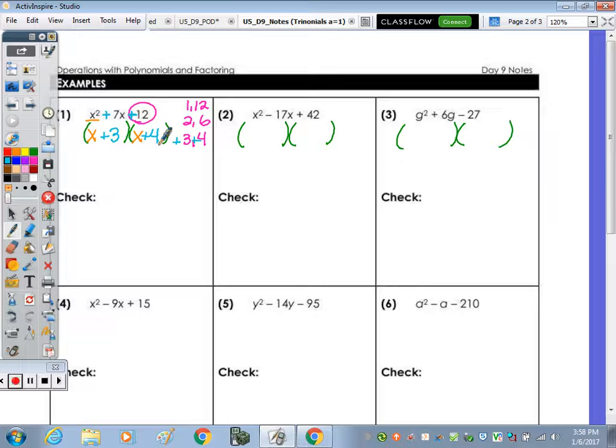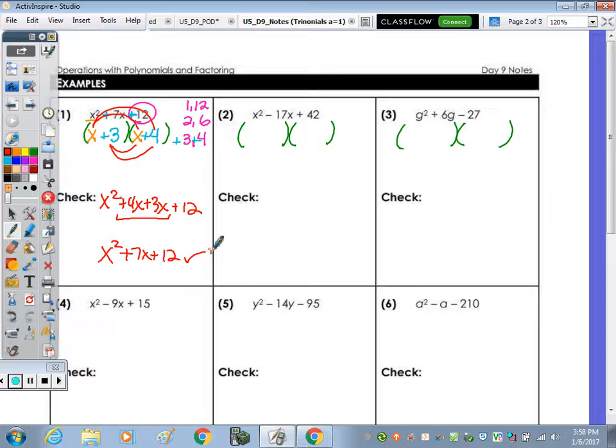So to check, we're going to multiply. x times x is x squared. x times 4 is 4x. 3 times x, 3x. 3 times 4, 12. Combining the two middle terms, we've got x squared plus 7x plus 12. It checks.